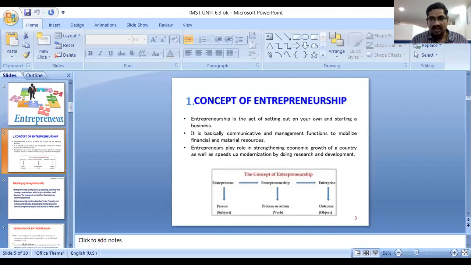IMST, Industrial Management and Sport Technologies. So today's class, we need to enter a new topic or a new unit, right? That is the sixth unit of our IMST.